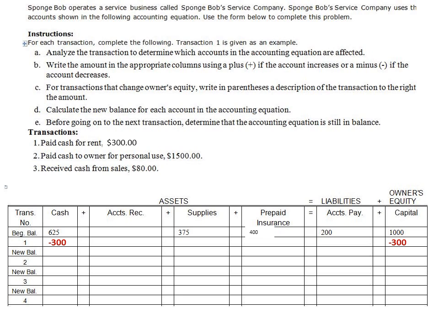Okay? Now let's figure out our new balances. If our beginning balance was 625 and we took out 300, our new balance is going to be 325. Supplies stays the same at 375. Prepaid insurance stays the same at 400. Accounts payable stays the same at 200. Now our capital has decreased down to $700.